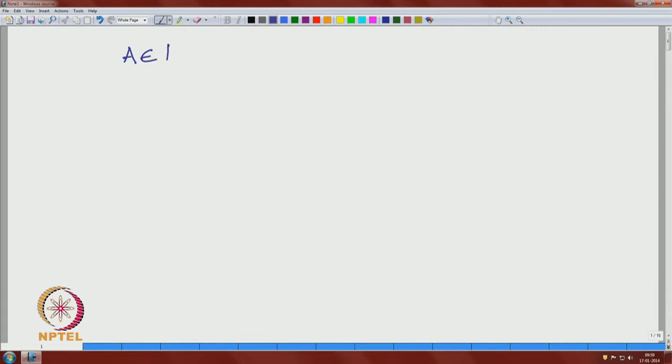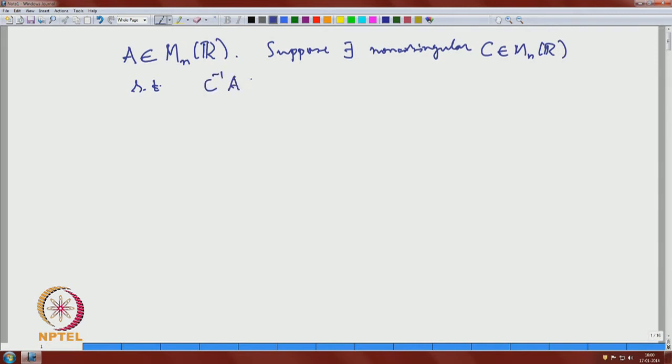Yesterday we were discussing the similarity matrix, and let me begin with the advantage of this similarity matrix. A is the notation introduced yesterday, an n by n real matrix. We call A similar to B. Suppose there exists a non singular C belonging to M n R such that C inverse A C equals B. We say that A and B are similar.